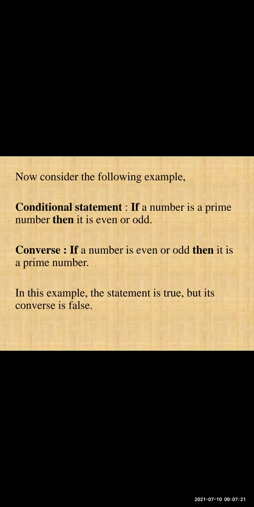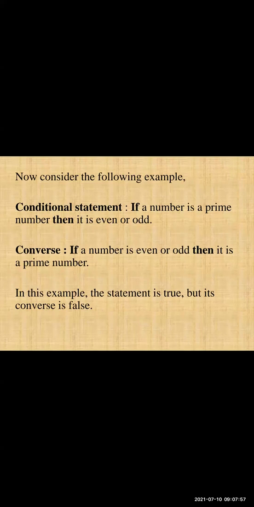If a number is a prime number, what are prime numbers? Prime numbers are those numbers which are divisible by 1 and itself. 1 is not prime, we start from 2. So 2 is a prime number, which is the only even prime number. Afterwards we get 3, 5, 7, 11, 13, 17, like this. Then what is the conditional statement given to us? If a number is a prime number, then it is even or odd.